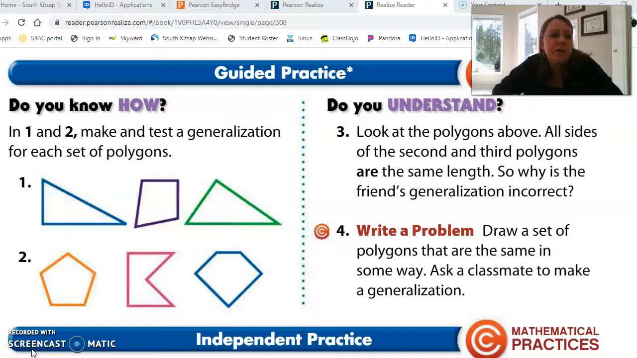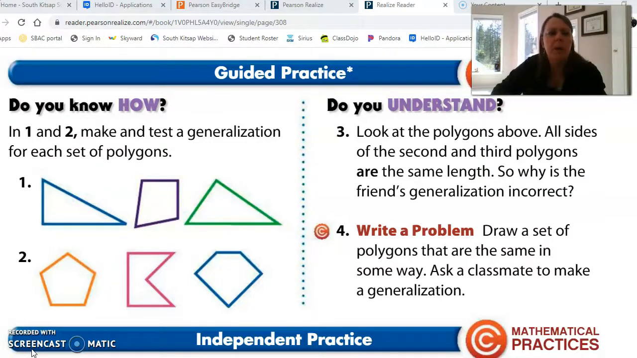So for the first question, it says in 1 and 2, make and test a generalization for each set of polygons. And before I do that, I am going to say, in order to do the guided practice and then the worksheet and take your digital quick check, you do need to have watched the math video because that's where you're going to learn all of the vocabulary and even some of the types of ways to respond to these. Okay, so number 1, I'm going to make a generalization, which is remember a statement about all of them. And then I'm going to test it to make sure I'm right.